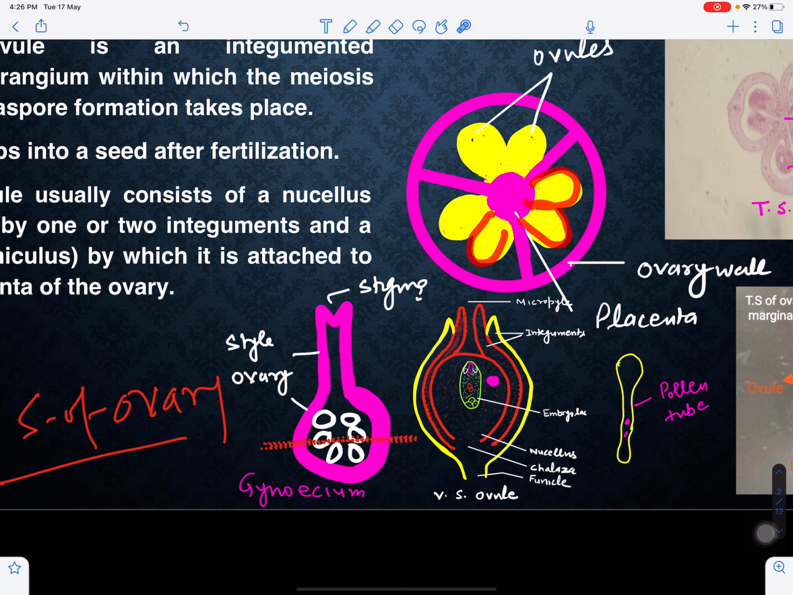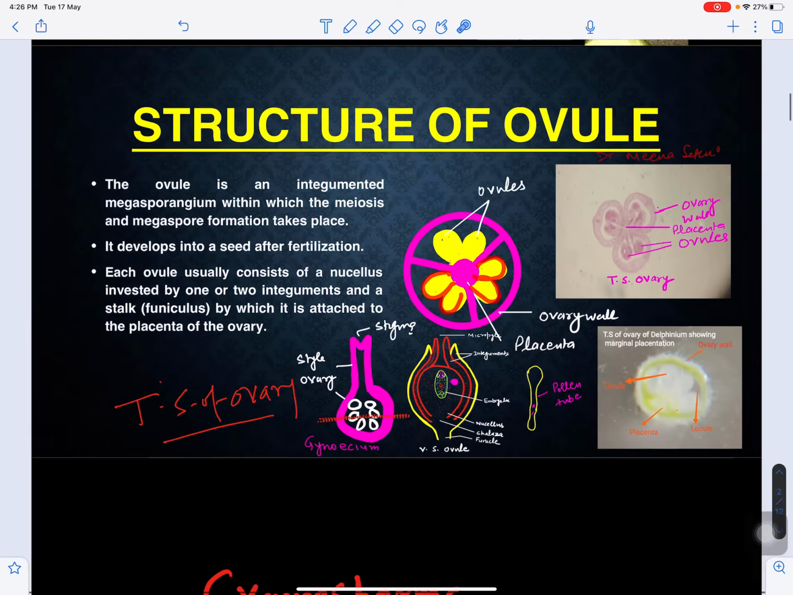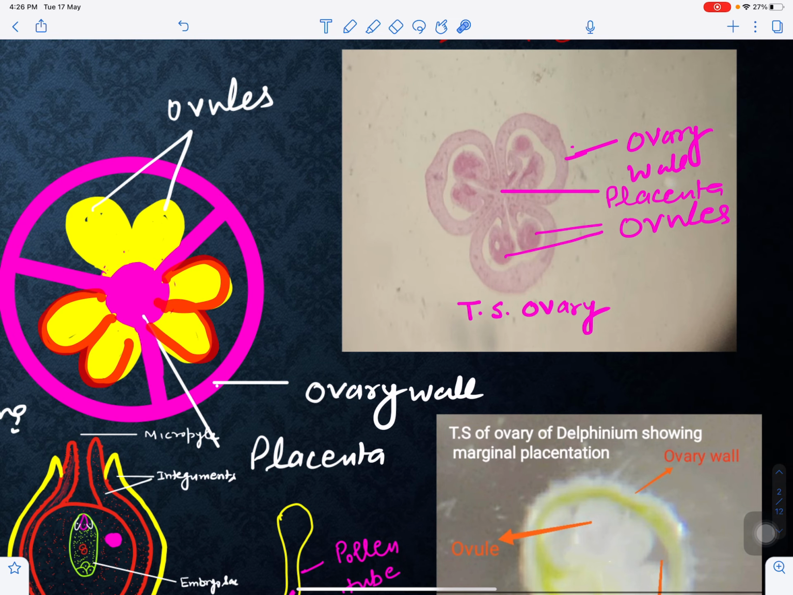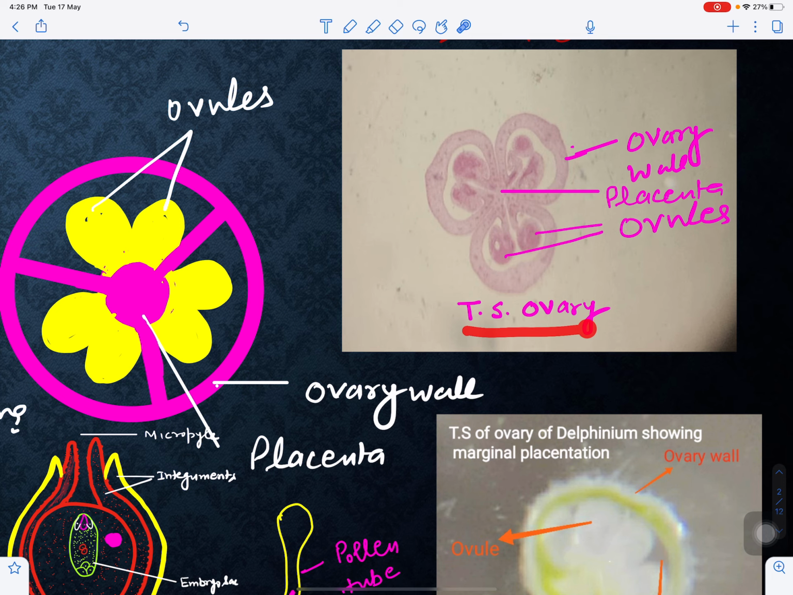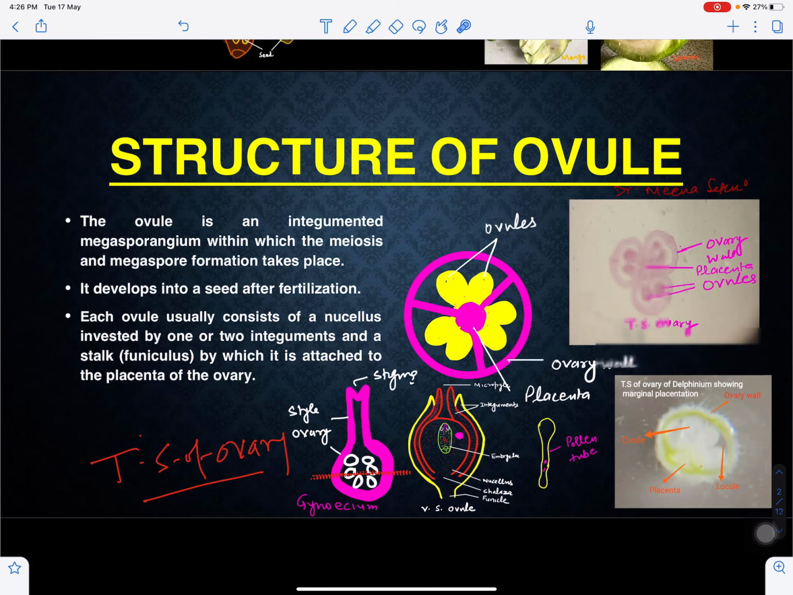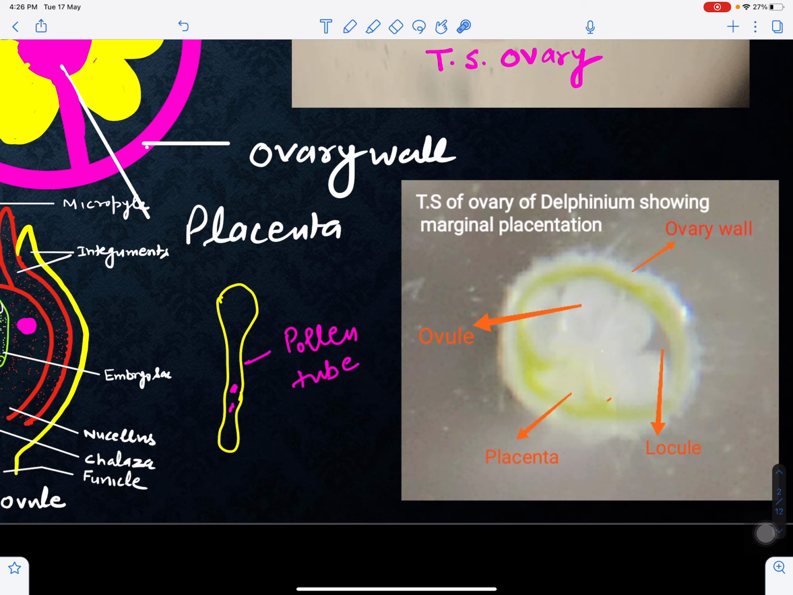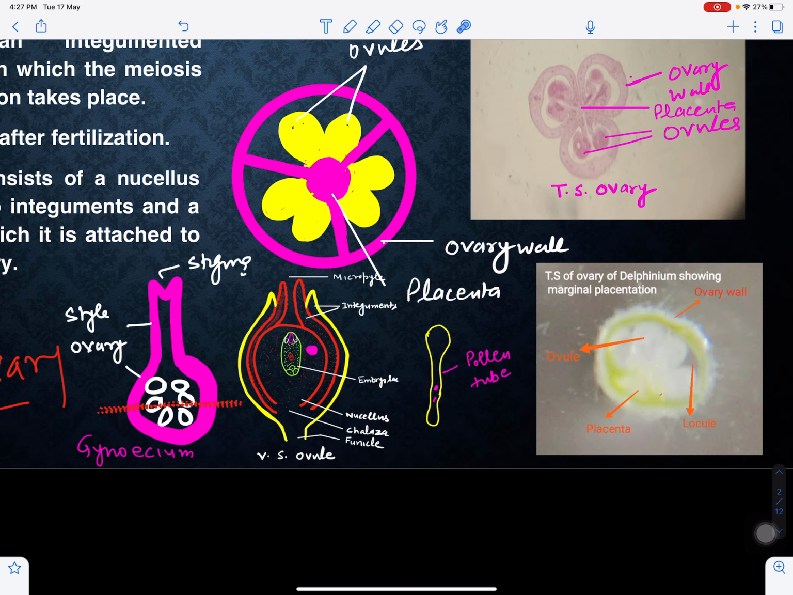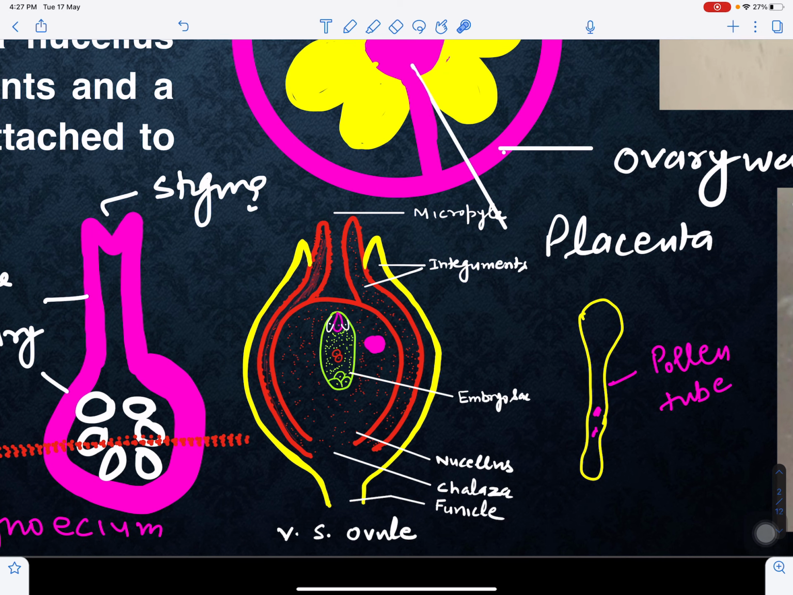So these are young ovules. So this is the permanent slide showing ovule present on the placenta. So this is again transverse section of the ovary. This is also a section of the ovary showing ovule. This is marginal placentation. And this ovule basically has in the center a mass of parenchyma.